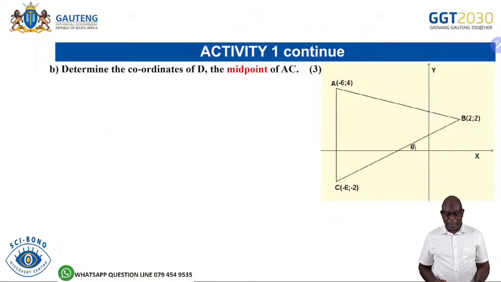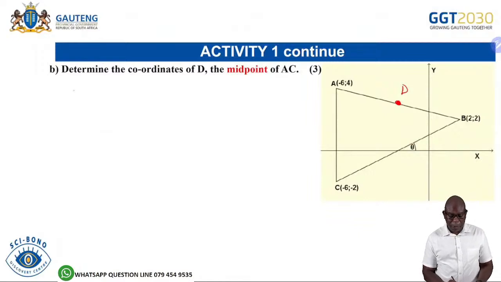B says determine the coordinates of D, the midpoint of AC. So you can see we don't have D in our sketch. So I go to my sketch, they say it's a midpoint, so it must be somewhere there. Why am I doing this? Because I want to check if the answer that I'm going to get will align with what is happening on my Cartesian plane there.